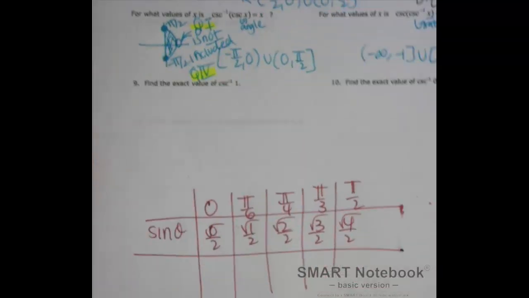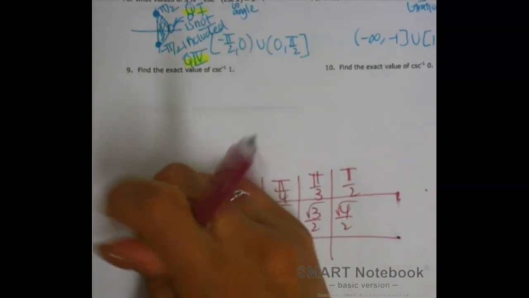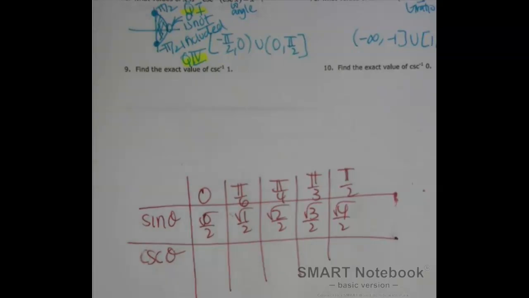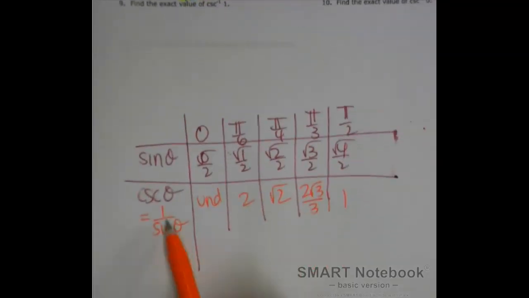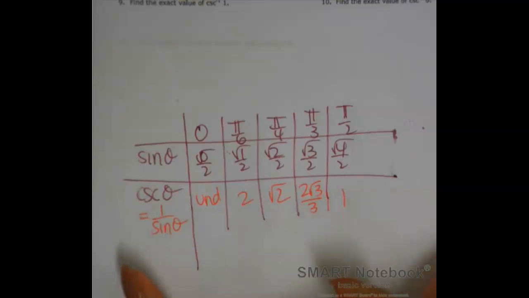I helped you out with sine. Now you need to create your cosecant. Finish this chart, and then answer 9 and 10. Remember, guys, when you're doing cosecant, it's just 1 over sine. So take each of the sine values that you have and put it in your denominator. So put it underneath it and find the values that we just found.